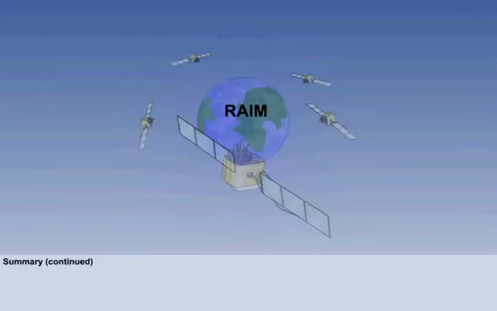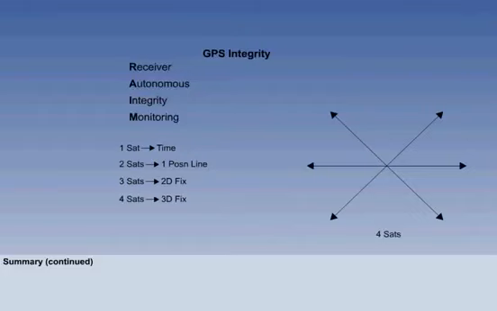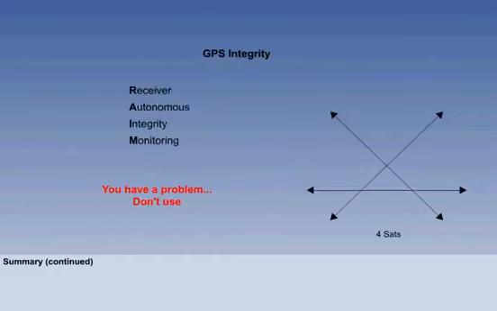RAIM stands for Receiver Autonomous Integrity Monitoring. One satellite gives you accurate clock time. Two give you a single position line. In reality, they would be curved ranges, but we're drawing them as straight lines for simplicity. Three give you a two-position line fix, but no cross-check. Four give you a three-position line fix. The third one would give you a 3D fixing. But what if one of them is in error? You're going to get a large cocked hat. RAIM will not permit you to use this fix.